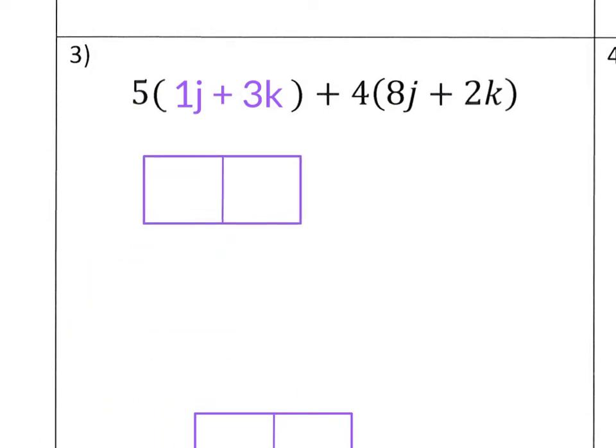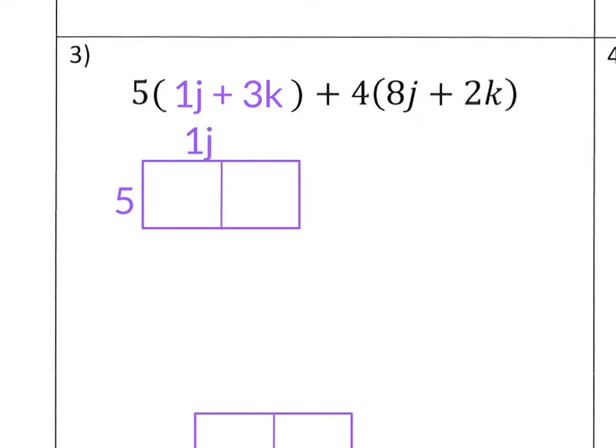So since it's a one-term monomial being multiplied by two terms, the 1j plus 3k, I need to set up an area model. So I'm multiplying the 5 goes on the side because it's the one term, and then I have 1j and the positive 3k, that's going to go on the top. Remember, I like to bring the positive sign over so I remember that it's a positive 3, I don't lose a negative.